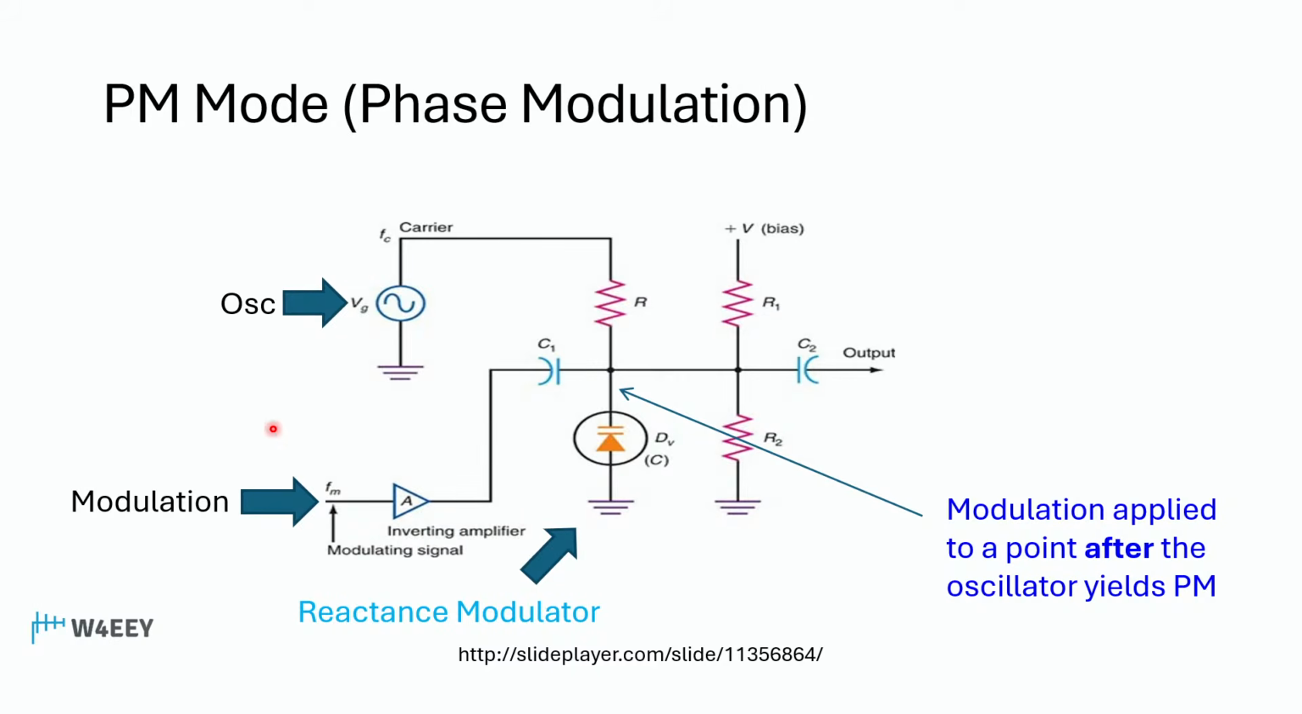You have your modulation here with, again, a varactor diode that changes its reactance in accordance with the audio, and it will pull the phase of that oscillator signal up or down depending on the modulation characteristic. For a phase modulated transmitter, the modulation is applied to a point after the oscillator. And when you do that, you get phase modulation.